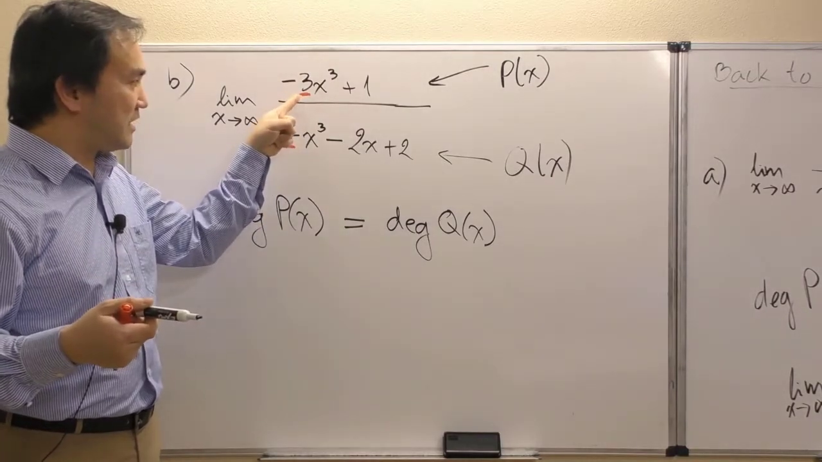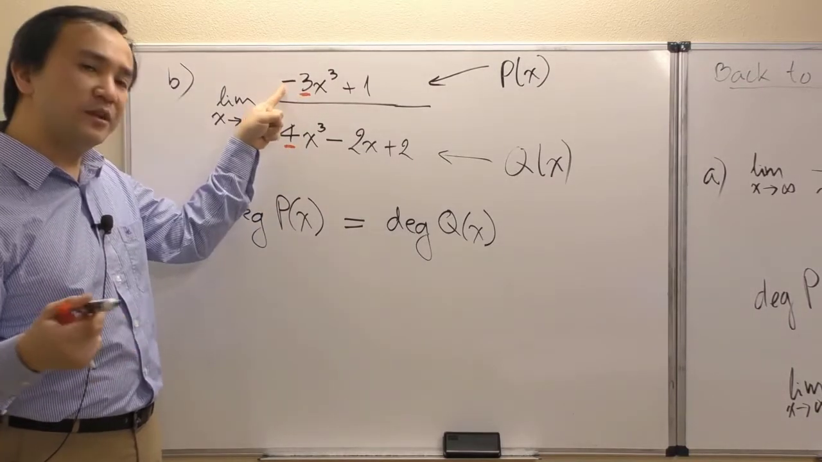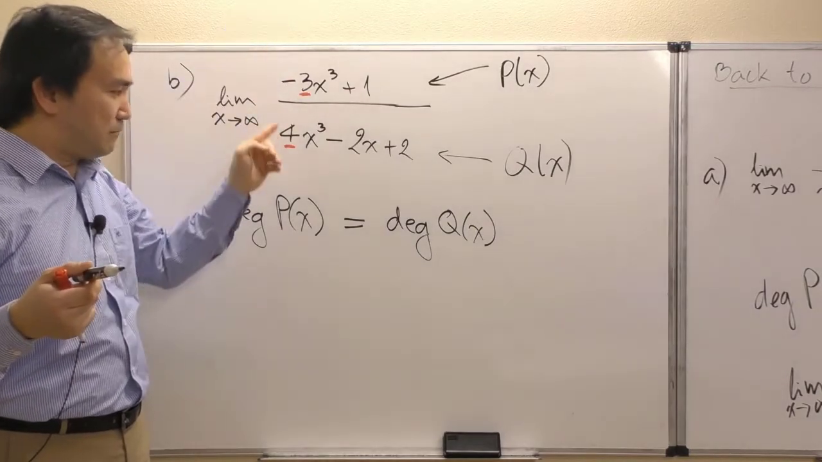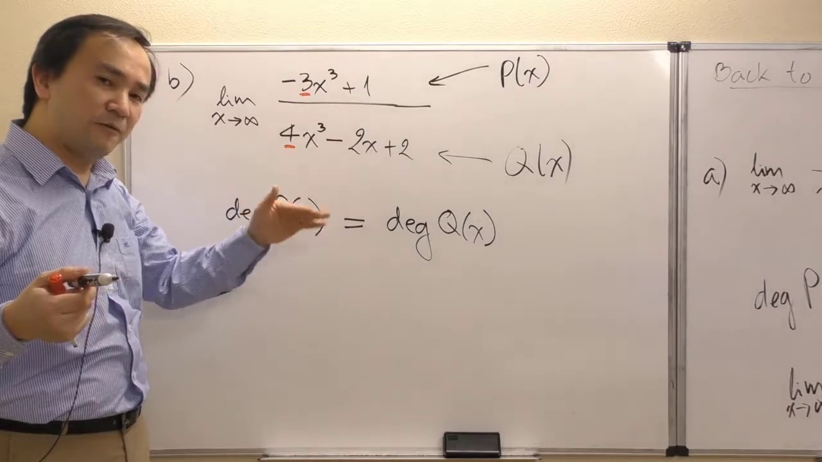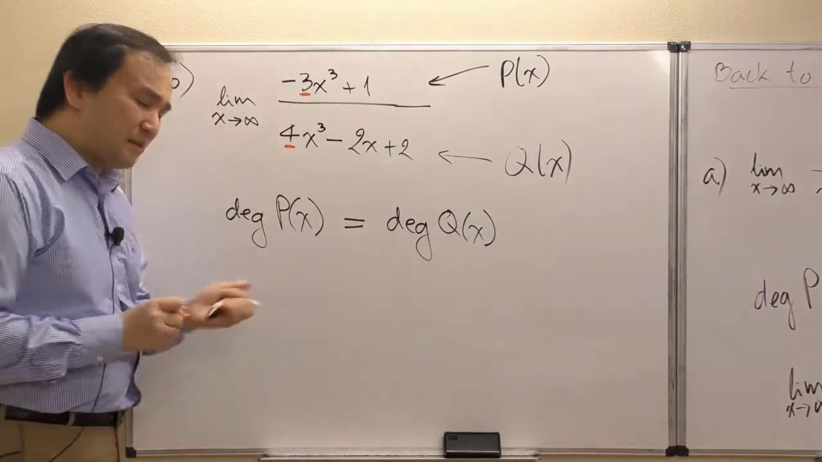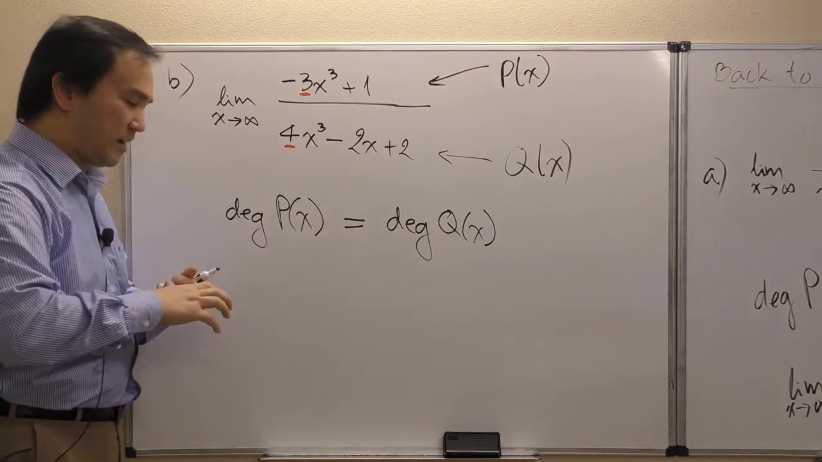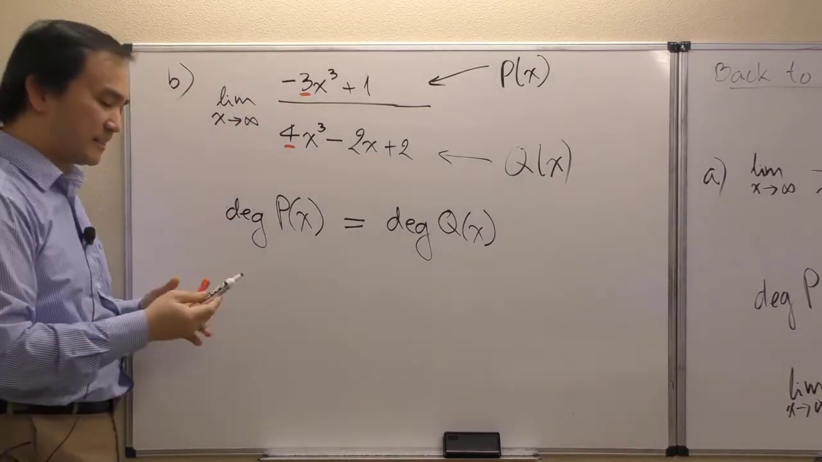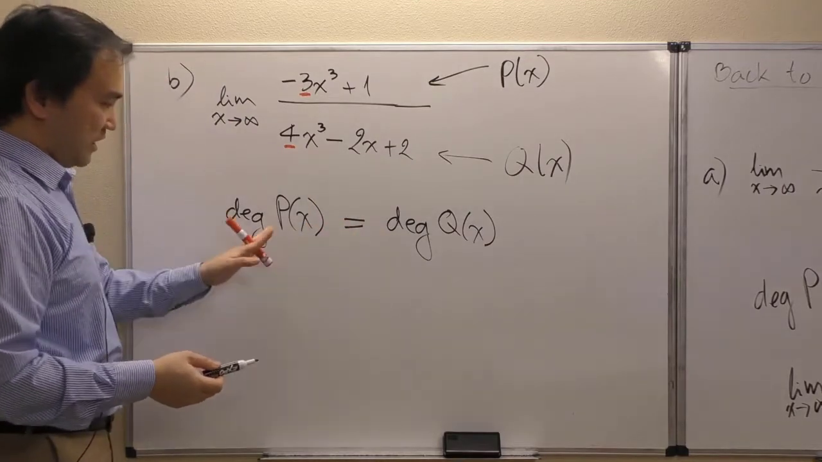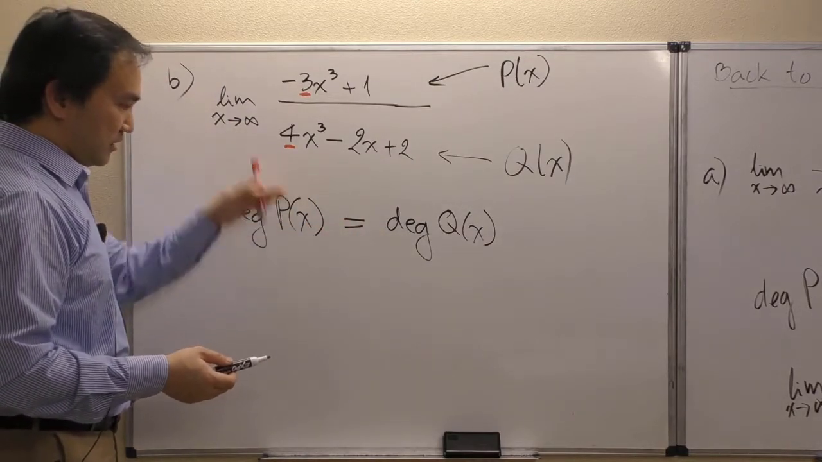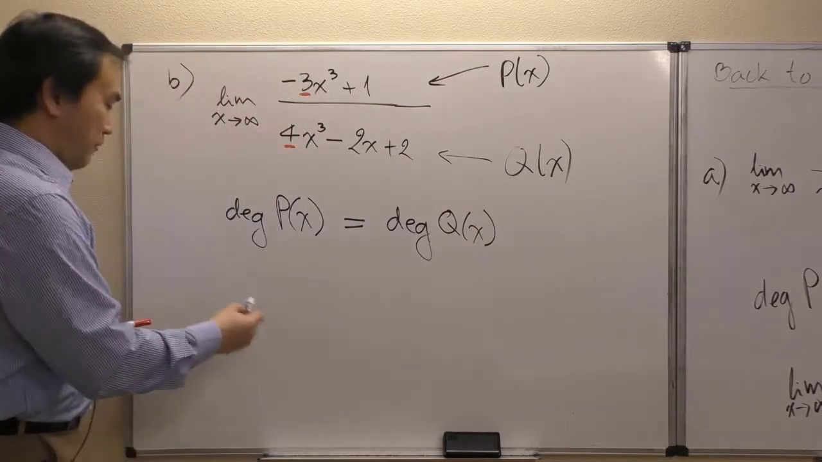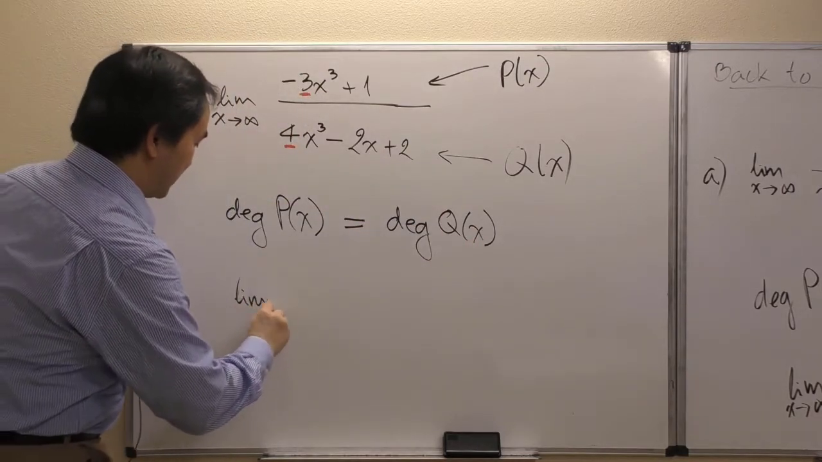So I underline in red ink right here. -3 is the leading coefficient of the numerator polynomial, and +4 is the leading coefficient of my denominator. Now, looking back at the answer we already had for this problem back in example 3, the case we notice here is that the degree of the numerator polynomial equals the degree of the denominator polynomial.